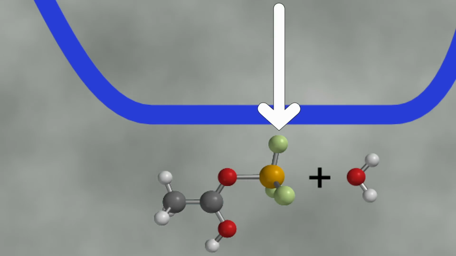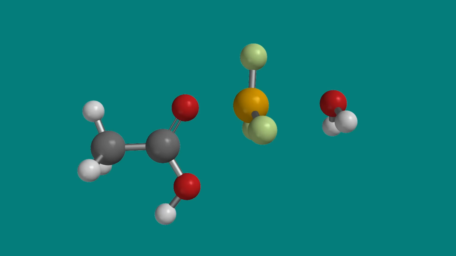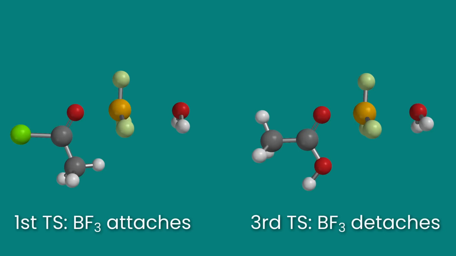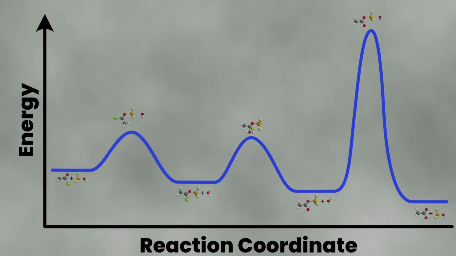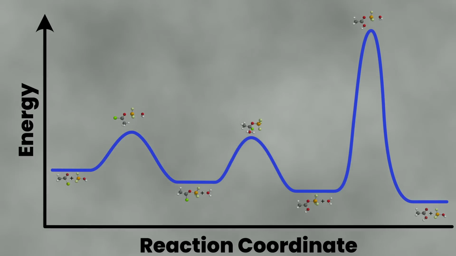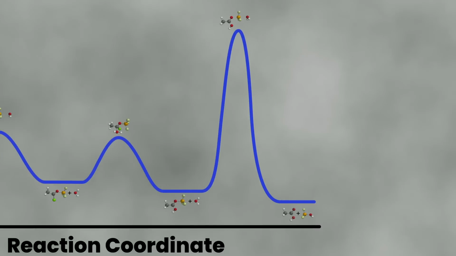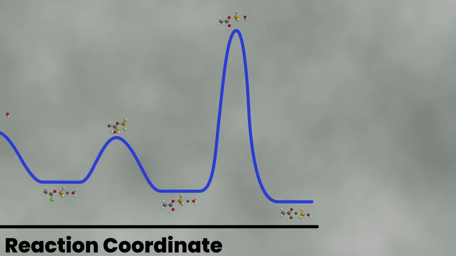So all we have to do now is remove the boron trifluoride in the reverse process of the first step. And here is the third transition state, which, as you can see, is basically the same as the first one, but with one important difference. It's way up here. It turns out that taking the catalyst off again is much harder than putting it on. And what does that mean? It means that this step will hold up the whole of the reaction.